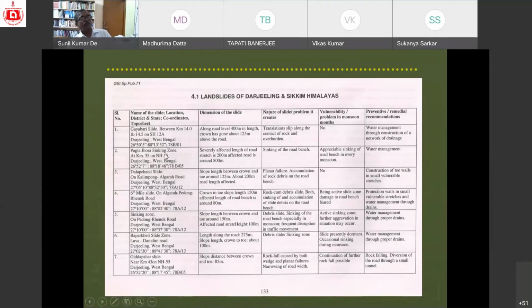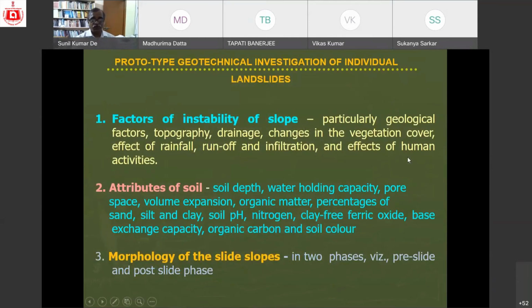So this is the published inventory. But the inventory should include the factors in stability of slope, all these parameters, attributes of soil, morphology of the slide slopes, all these things. This is geotechnical investigation.